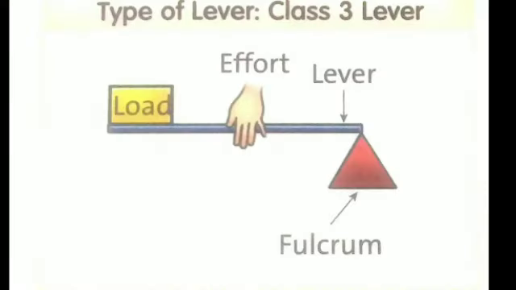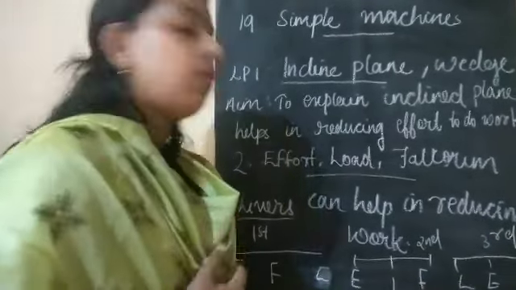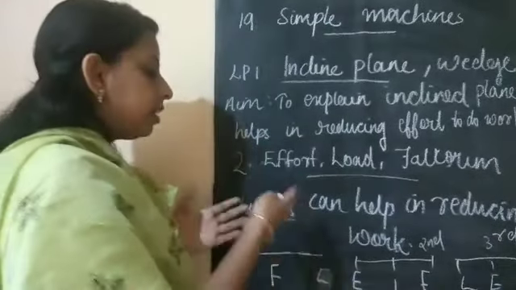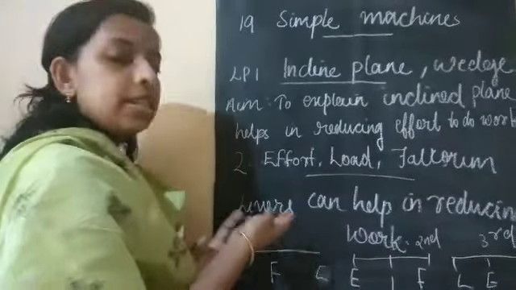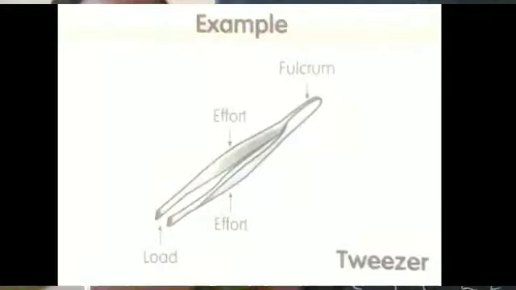And in this picture you can see the example, tweezers. Tweezers are an example of a third class lever. So that's all about this lesson. In this lesson we discussed various kinds of levers. That means the third simple machine, its name is lever, and we mainly use this lever to lift a heavy load.